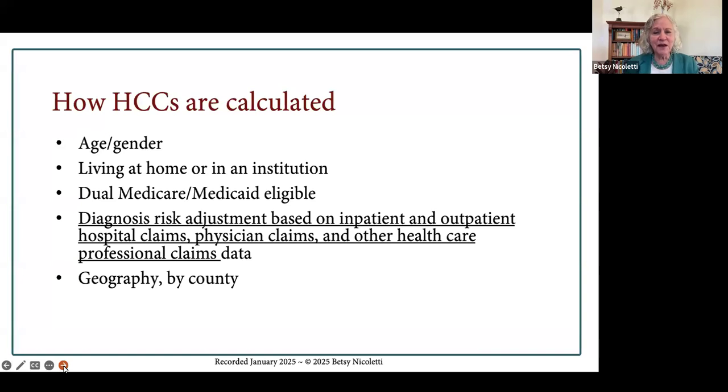diagnosis risk adjustment based on inpatient and outpatient claims: hospital claims, physician claims, and other professional claims, social worker, physical therapists. It doesn't use prescription drug data to say how sick the patient is, and it doesn't use diagnosis codes that are submitted on diagnostic tests like lab and imaging.